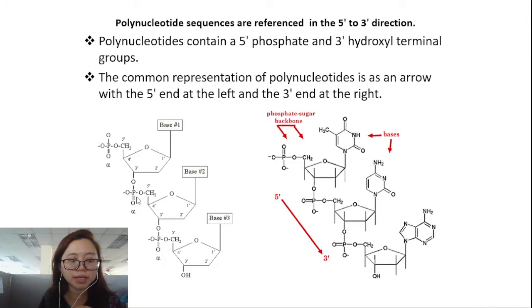Okay, biasa beginilah kita susun. Sebelah sini adalah 5', sini adalah 3'. And this is also called the phosphate sugar backbone. The P, the deoxyribose, begitulah. Dia punya phosphate sugar. That is the backbone.